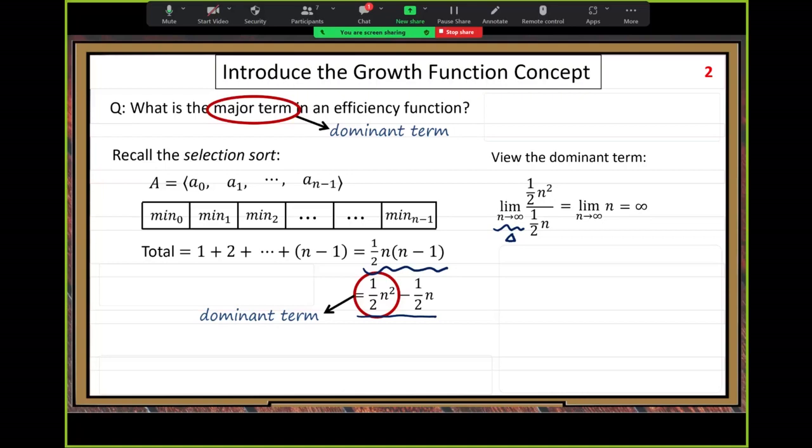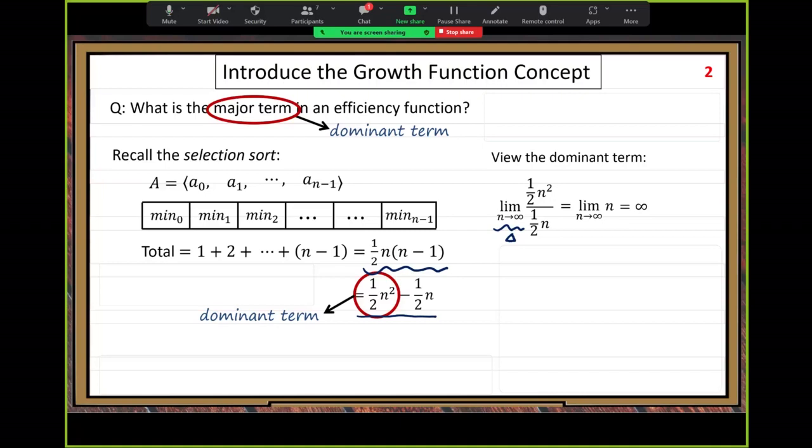Especially where n is very large. When n is small, that loss could be relatively large, right? But in our discussion, our main concern is when the problem size n is very large. That's our main concern. All right, so now you understand why we call it the dominant term.